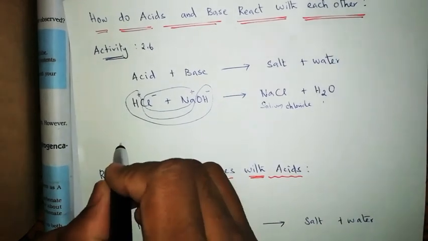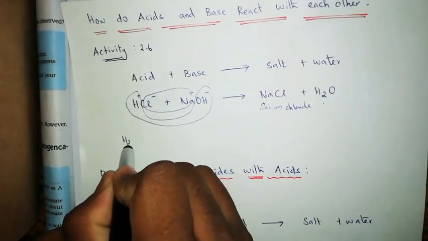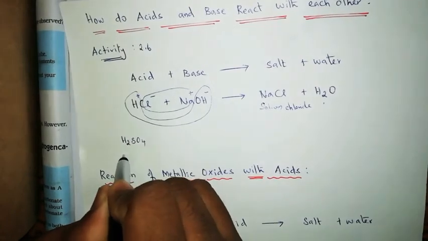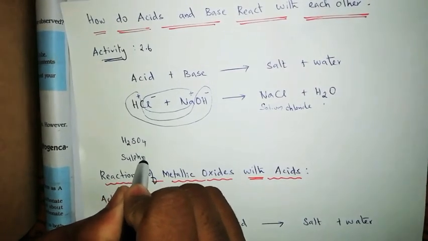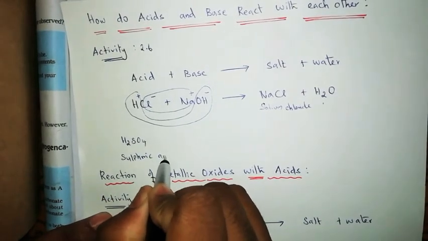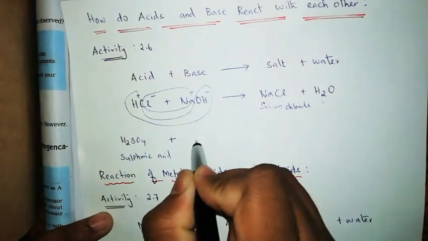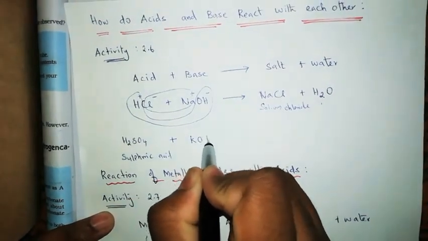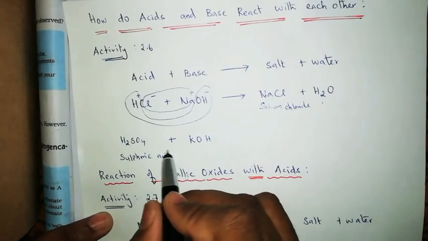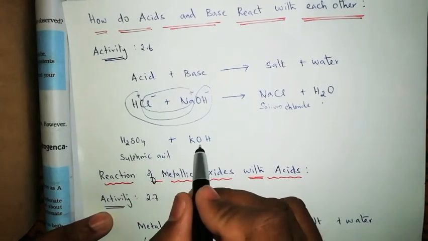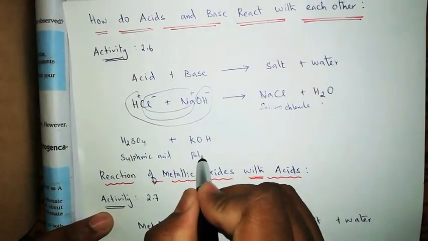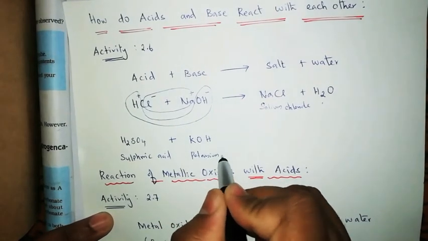We'll write one more example. We'll take H2SO4, that means sulfuric acid. When we add sulfuric acid to potassium hydroxide, this is a strong acid and this is a strong base, potassium hydroxide.